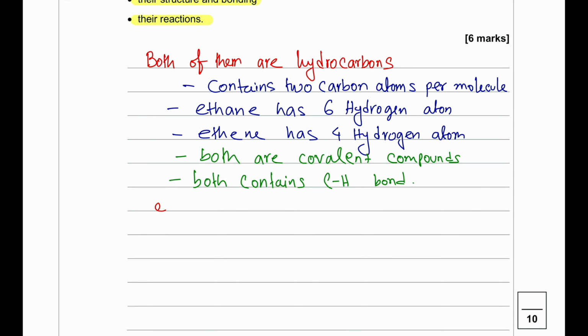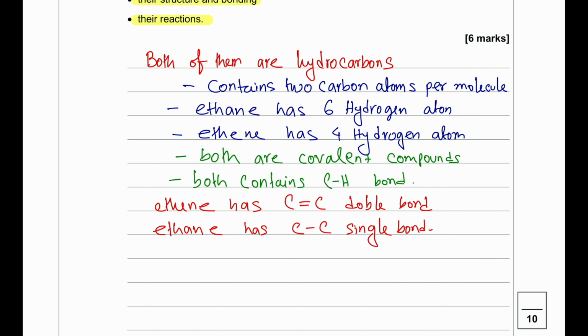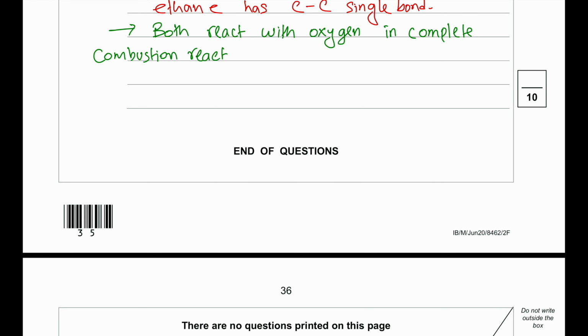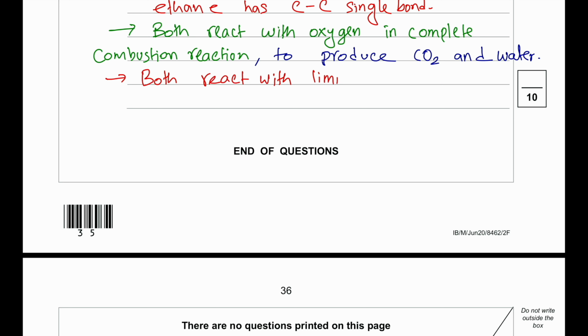In terms of the reaction, both react with oxygen in complete combustion to produce water and carbon dioxide, and both react with oxygen in incomplete combustion to produce water, carbon monoxide, and some carbon as soot. Incomplete combustion is more likely to happen with ethene. Ethene decolorizes bromine water, but ethane does not decolorize bromine water. Ethene is more reactive than ethane because it contains the carbon-carbon double bond.